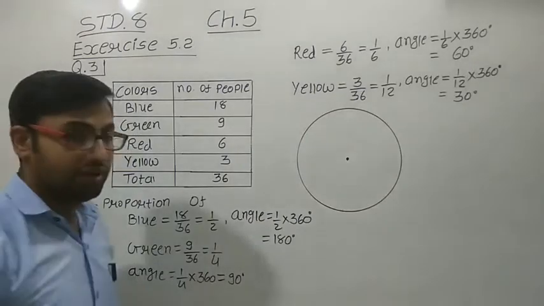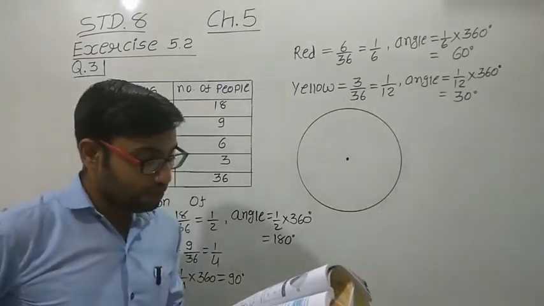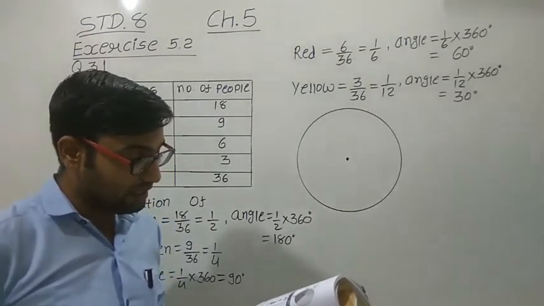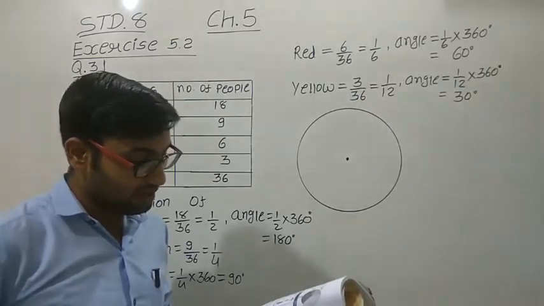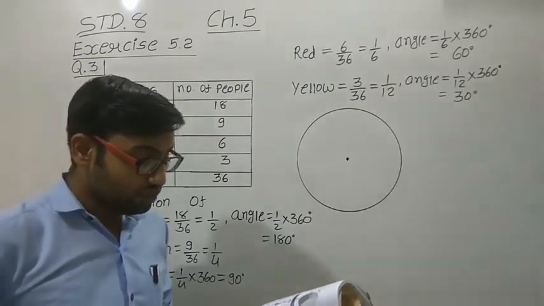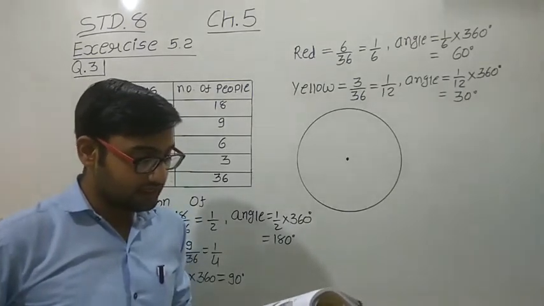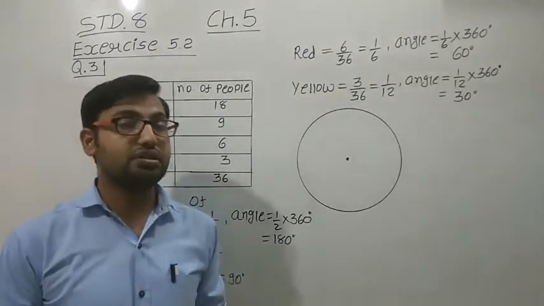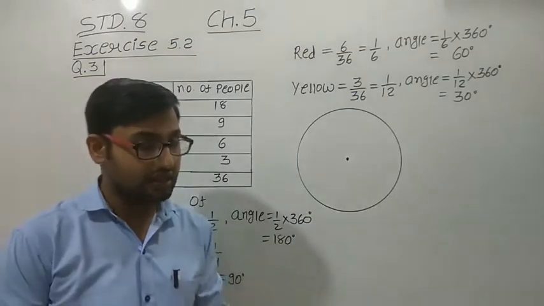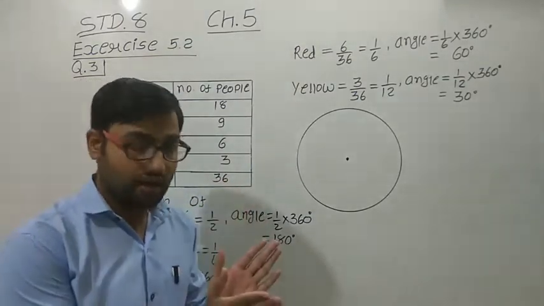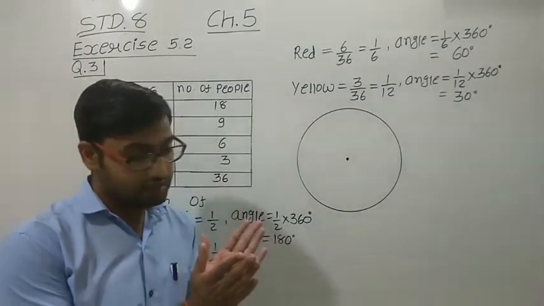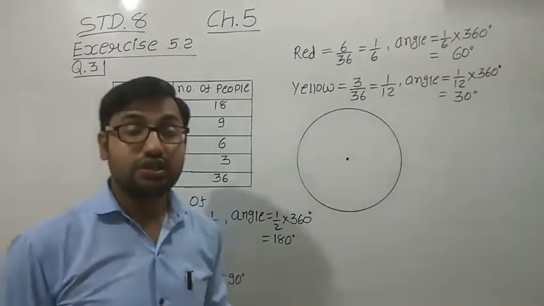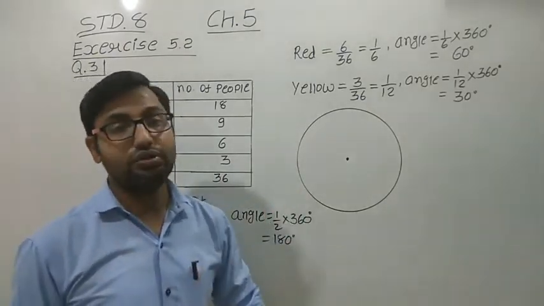Here we are given one hint: find the proportion of each sector. For example, blue is 18 upon 36, that is 1 upon 2, green is 9 upon 36, that is 1 upon 4, and so on. Use these to find the corresponding angles. So here we have to draw a pie chart, and we know that to draw a pie chart we must have the angles. If we have the angles, then we can construct that angle in the circle, and that will become one sector. In the same way, for the second angle we can construct the second sector.